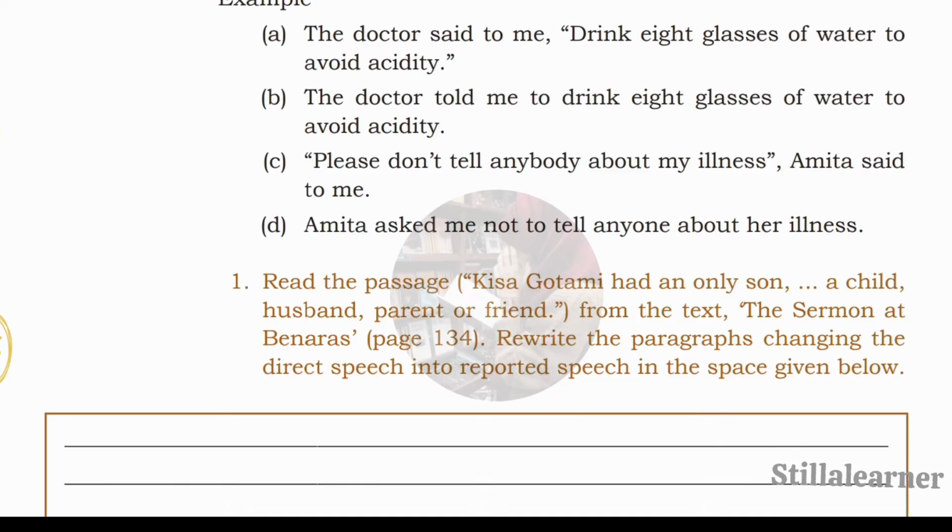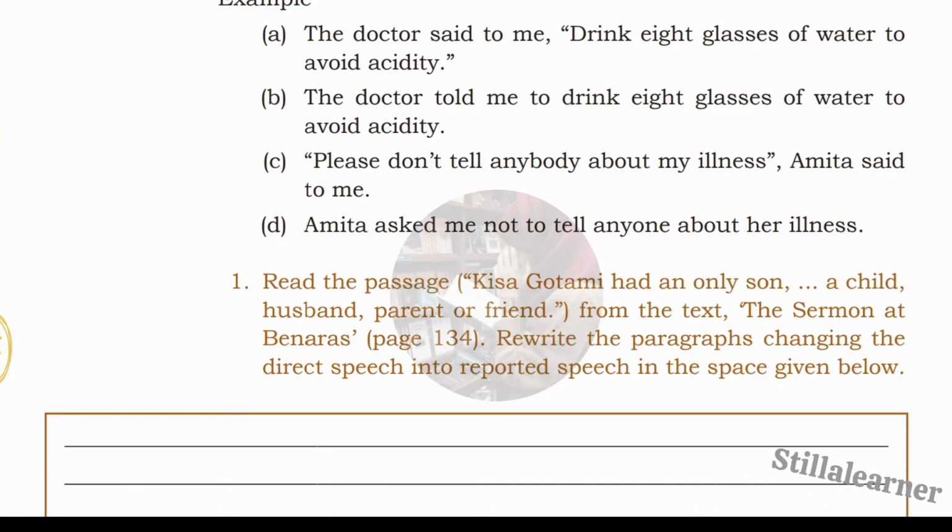Okay, let's see the first question, which is, read the passage. Kisa Gautami had an only son, to a child, husband, parent, or friend. From the text, The Sermon at Banaras, page number 134. Rewrite the paragraphs, changing the direct speech into reported speech in the space given below. So, guys, from our lesson, The Sermon at Banaras, one passage is chosen. In that passage, they have used direct speech. Now what we have to do? We have to change the direct speech into indirect speech, which is reported speech, and rewrite the sentences again.